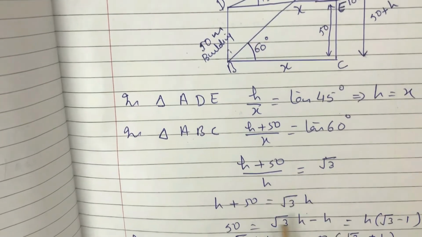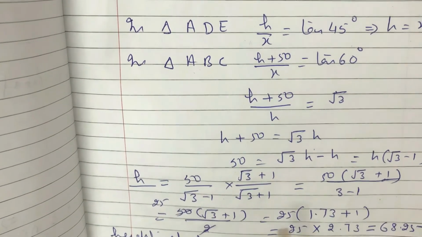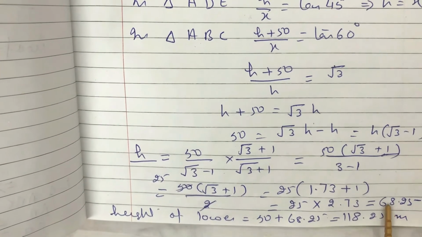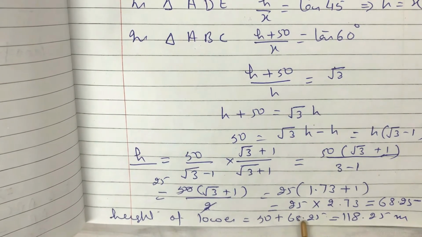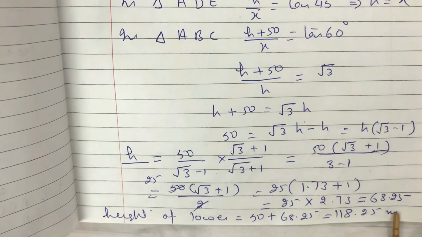If you keep solving this, you will get the value of h, which will be equal to 68.25, and height of the tower is 50 plus 68.25, that is 118.25 meter.